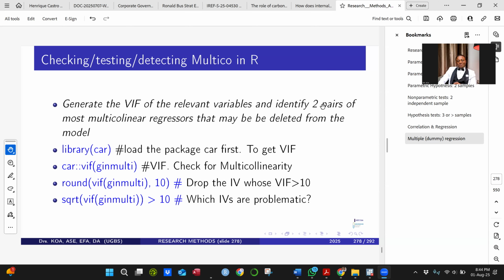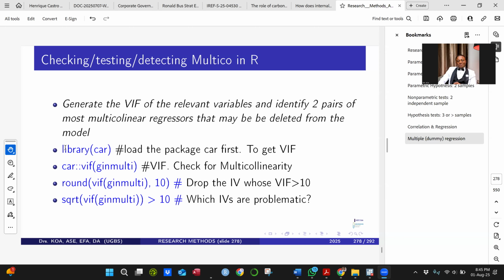Then you identify two pairs of most multicollinear regressors that may be deleted. You see, the final thing, if the variables are highly multicollinear, is to delete them. Delete the one with the higher variance inflation factor. But deleting is the last resort. Don't delete, investigate. But deleting is the last resort.